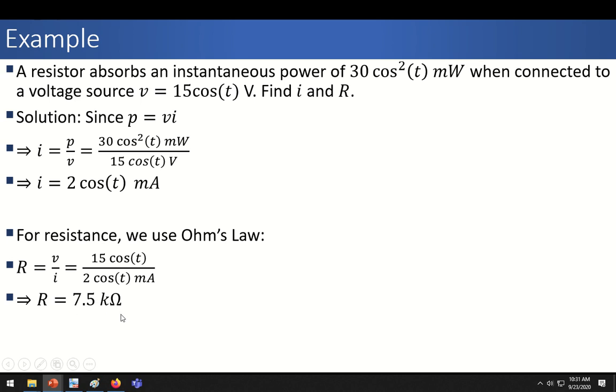So you can see that the resistance value is fixed, but the values of voltage, power and current are actually time dependent. So in this way we can use Ohm's law or the power equation to find the power, current and voltage or resistance if such quantities are unknown.